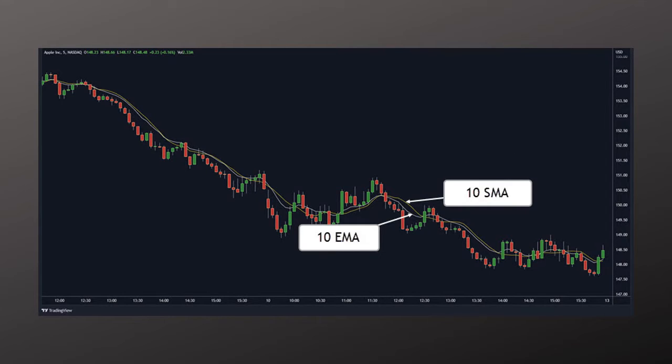For a 10 SMA on a 5-minute chart, you would just sum up all the closing prices over the last 50 minutes and divide by 10. SMAs don't give more weight to recent data points. They equally weigh each period's closing price when they calculate the average. This makes them a little bit slower than the EMAs, because they lag behind conditions slightly, since all past data is weighted equally.